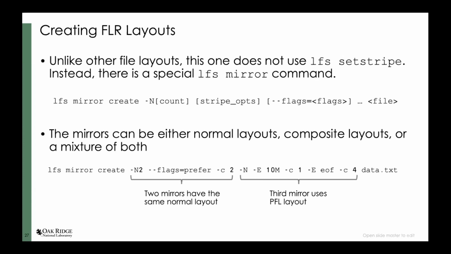This also shows use of the --flags field. Right now, the only option that is supported is the prefer value, and that basically gives Lustre a hint about which mirrors it should try to use for I/O. But that is no guarantee that Lustre will use that. It's just more of a hint.